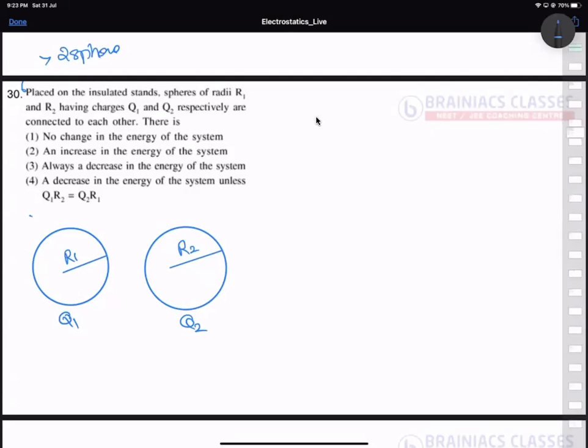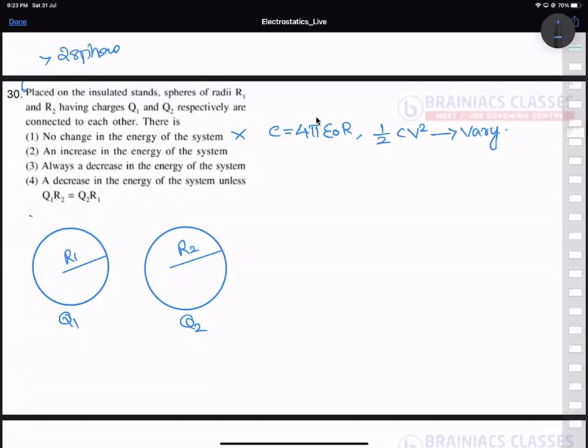No change in the energy of the system. Definitely the energy of the system will change, so the first statement is wrong. Why are we saying so? Capacitance of a sphere equals 4 pi epsilon 0 times r. When the radius changes, energy we calculate based on half CV square. So when the capacitance changes, because r1 and r2 change, energy will also vary. That's why the first statement is not correct.